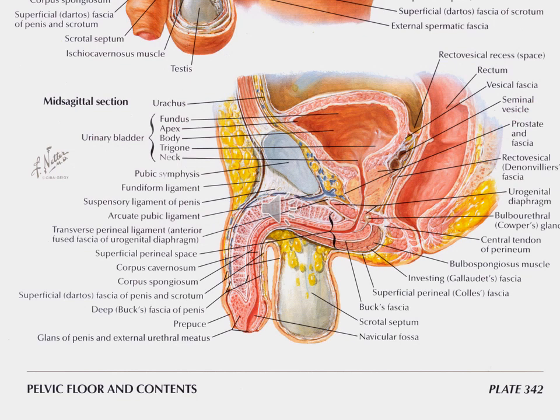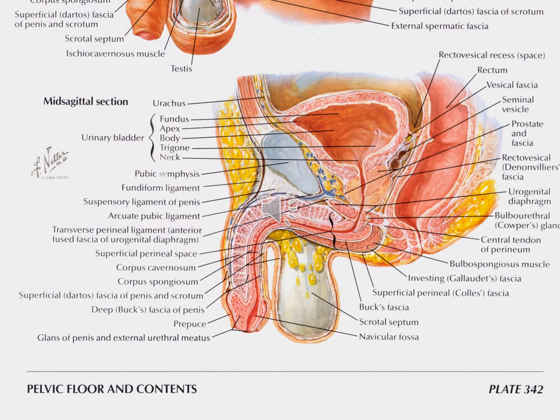In the next slide we are looking at a sagittal section of the male pelvis, and we can see the various parts of the urethra: a pre-prostatic part, prostatic part, and this part of the urethra which passes through the urogenital diaphragm is called the membranous part of the urethra. Then it will pass through the corpus spongiosum to form the spongy urethra.